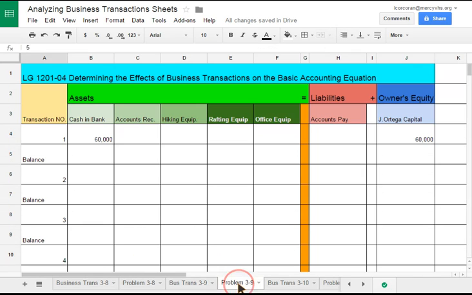So we're going to go to our table. We're going to increase the cash by $60,000. We're also going to increase the capital. My new balance for my cash is $60,000. $0 receivable, $0 hiking equipment. Everything else is zeros. We didn't borrow any money, and our stake in the company is now $60,000 increased, or Juanita's stake.